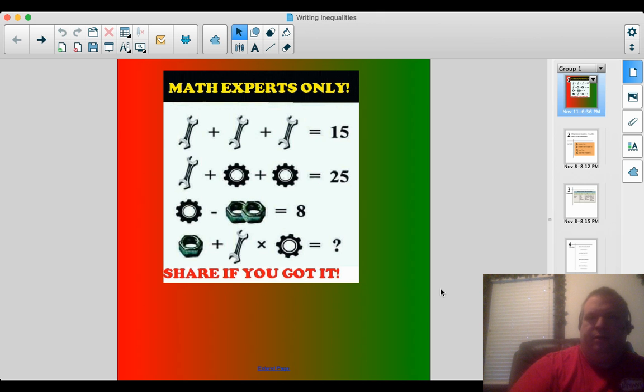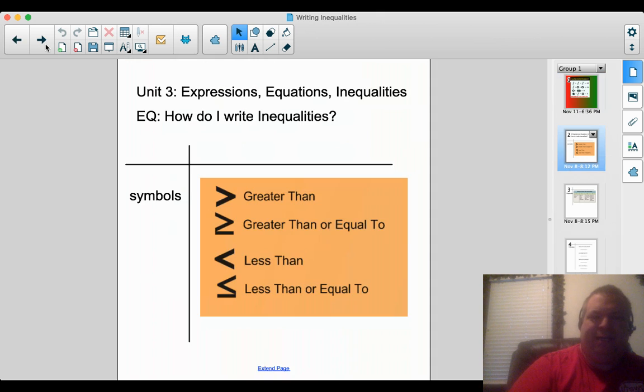Hello, everybody. Today we're going to talk about writing inequalities. So we've talked a little bit about writing expressions. We're going to be talking about writing equations coming up. This is kind of in between steps. So how do we write inequalities? Writing inequalities is a lot like writing expressions, and it's a lot like writing what an equation will be, except we're going to be using these inequality symbols.